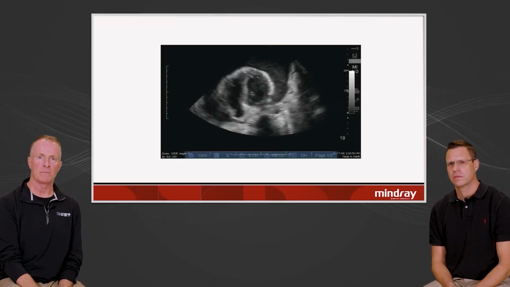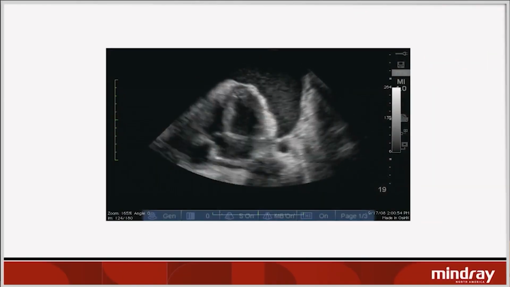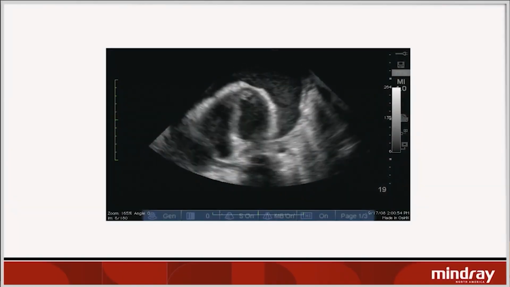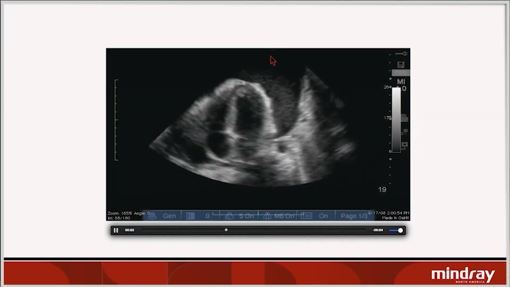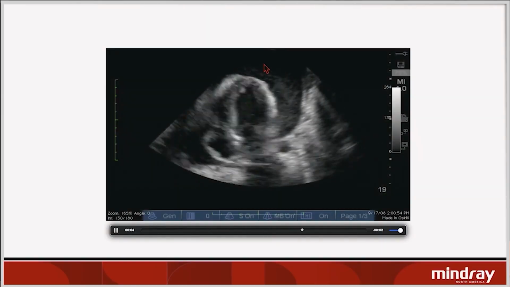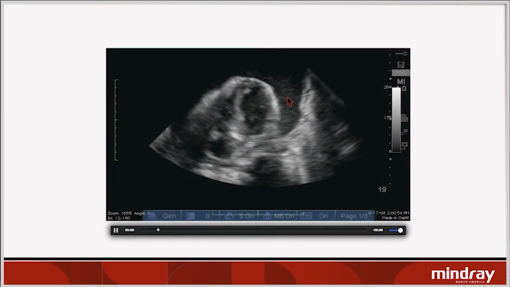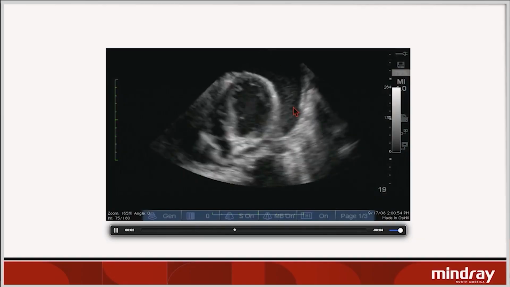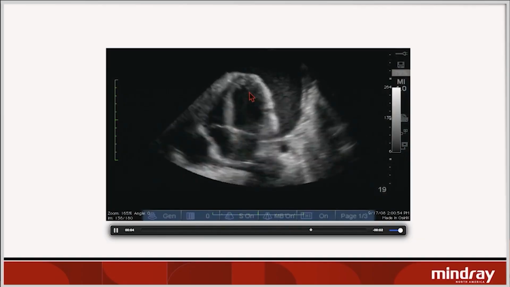So this is a good example. I'd put my needle trajectory up here somewhere, and I wouldn't aim there, I would aim over here. So I have quite a lot of room to push the needle in there without hitting the heart.